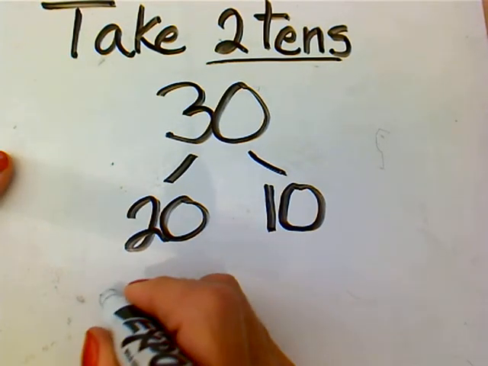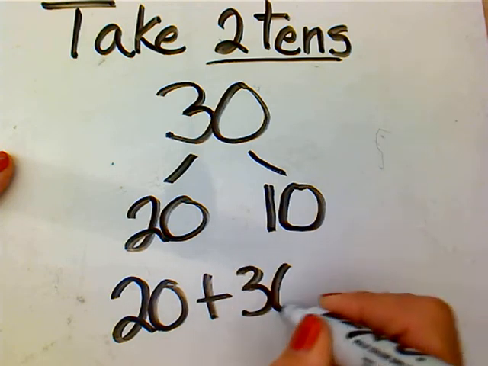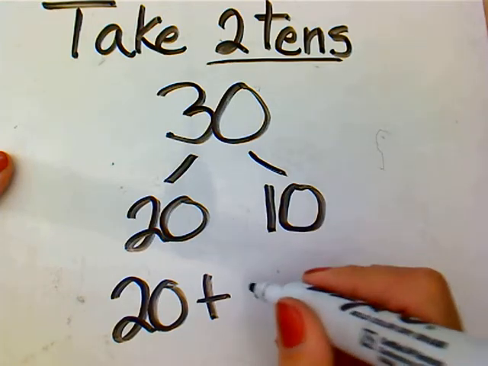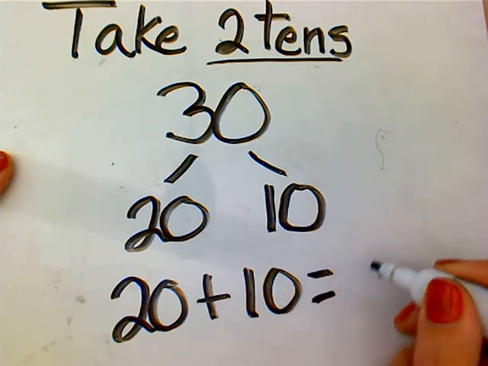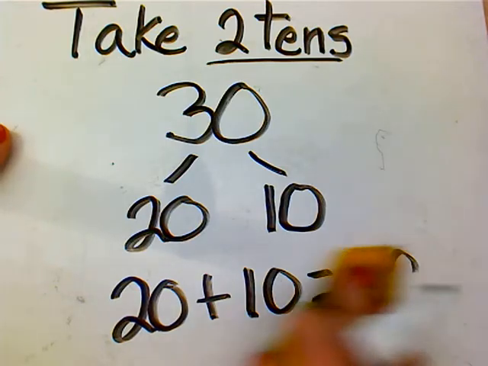What would that equation look like? 20 plus 30. Whoops, not 20 plus 30. That wouldn't work. 20 plus 10. Oh, my star, get yourself together. 20 plus 10 would give me 30.